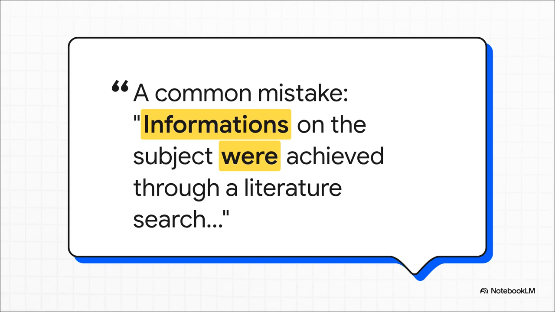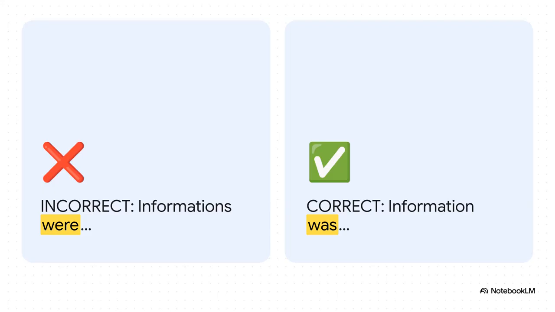"Informations on the subject." Now, I get it. In many other languages, this would be totally normal. But in English, seeing informations with an S on the end is a huge red flag. And the fix is so simple, but it's absolutely crucial. Information is always singular. It never, ever gets an S. And that means it always takes a singular verb like was, not were. Honestly, getting this one thing right will instantly make your writing sound more professional.